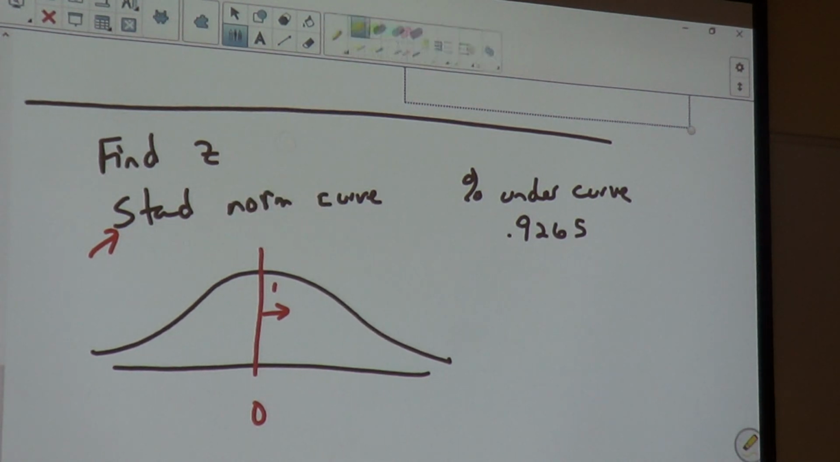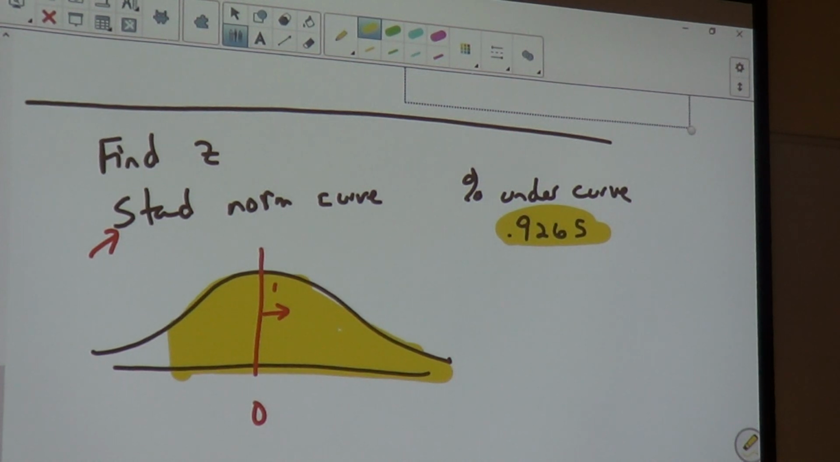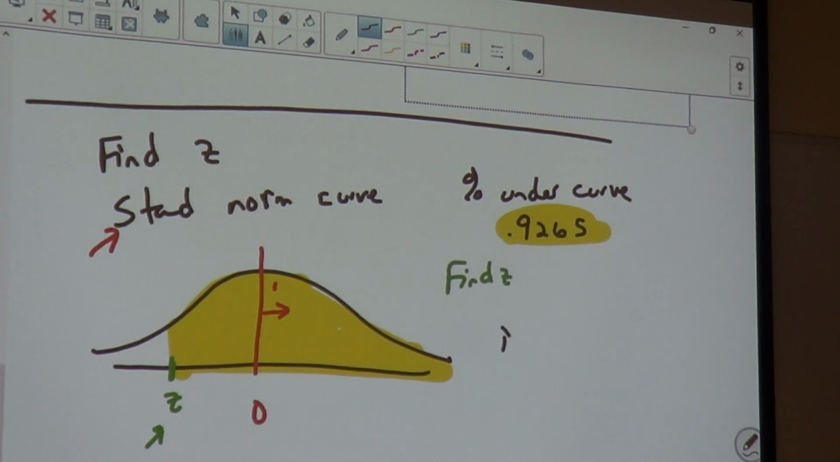Now, this one gave me a picture, and the picture looked like this. The picture was given to me. It looked like that. And we want to know the z. Find z. Now, because we're trying to find z, what am I going to use? Normal or inverse normal? We're going to use inverse norm. And we're going to do percent, mean, and standard deviation.